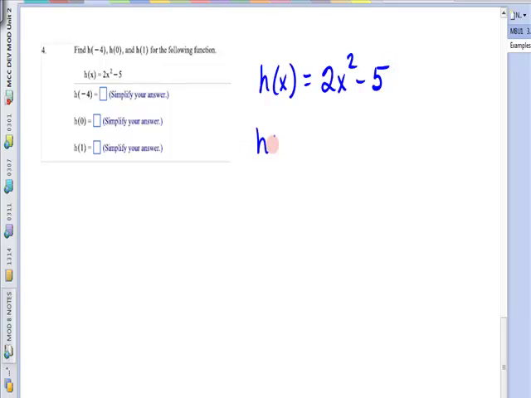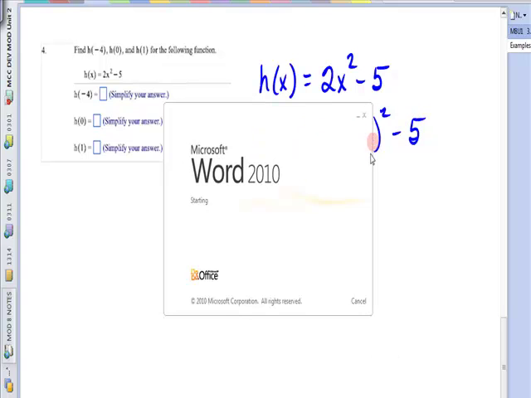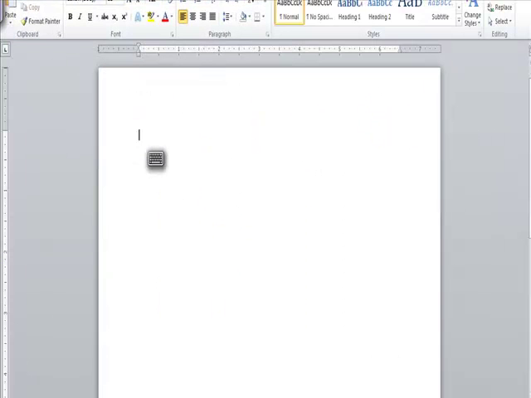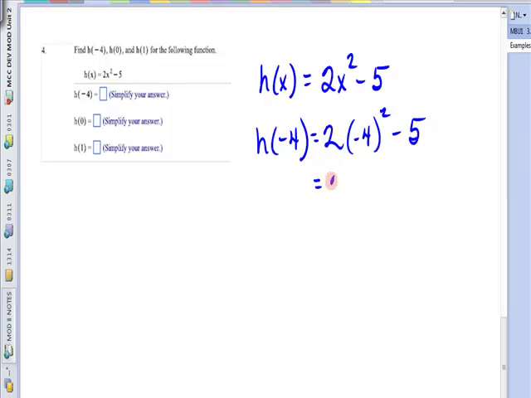Can we find h of negative 4? That's 2 times negative 4 squared minus 5. Use your order of operations, which says to square first. So it's 2 times 16 minus 5. 2 times 16 is 32 minus 5. So that gives me 27. A little more complicated than our last problem.